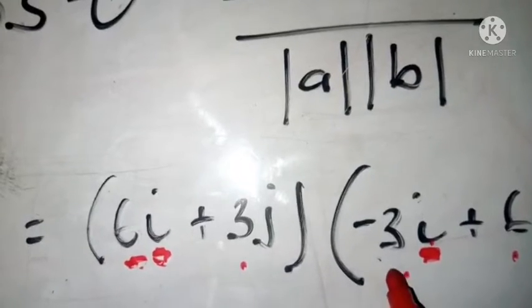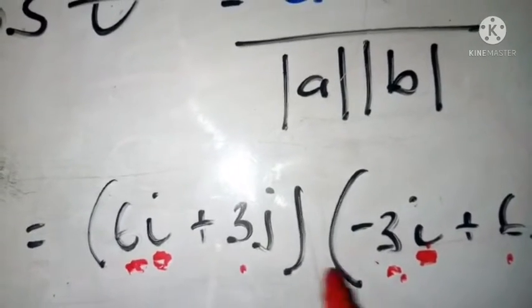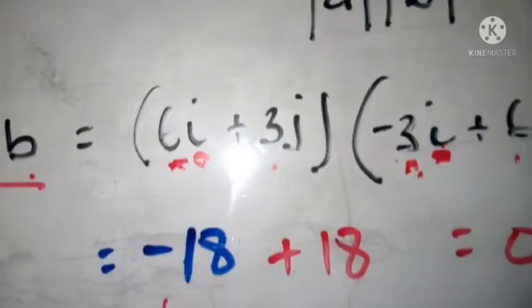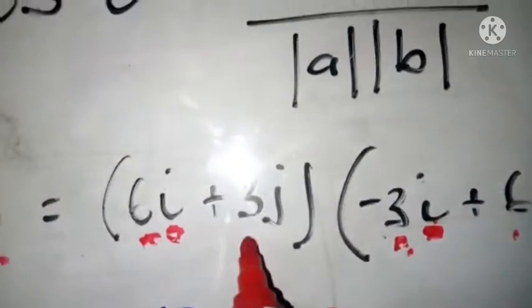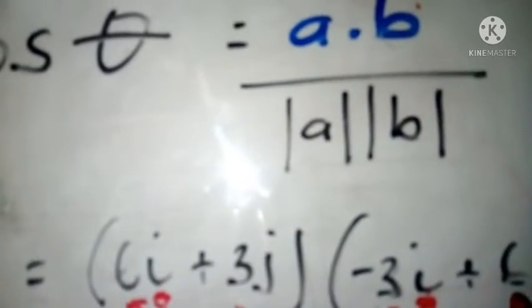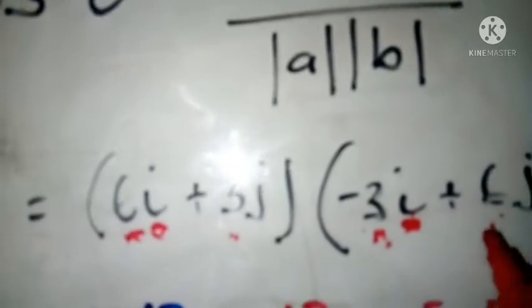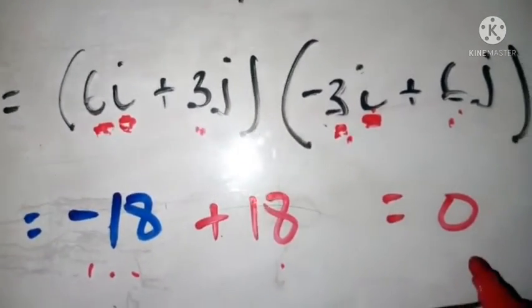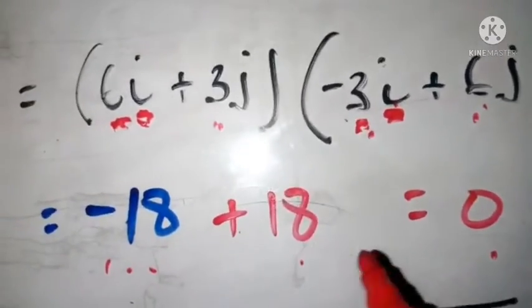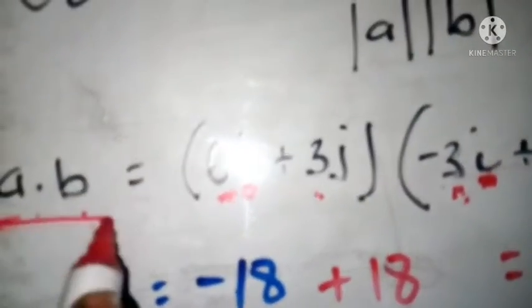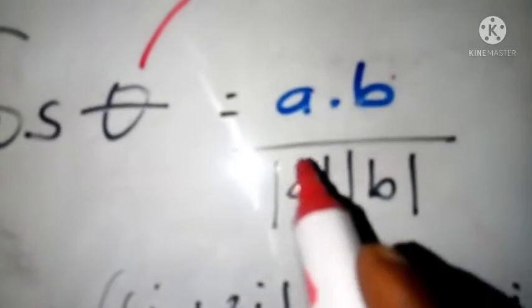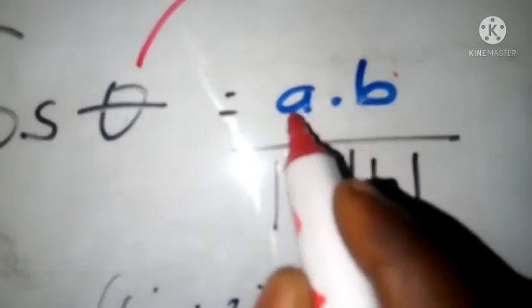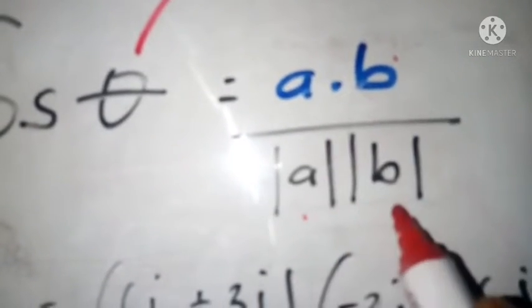So 6 multiplied by negative 3, that of you multiplied by that of your friend, gives negative 18. Then 3 multiplied by 6 will also be 18. So negative 18 plus 18 should be 0. That is the multiplication between the two. Remember that we are working according to this destination. So we need this, that, and that.